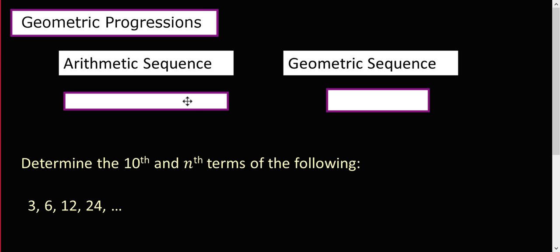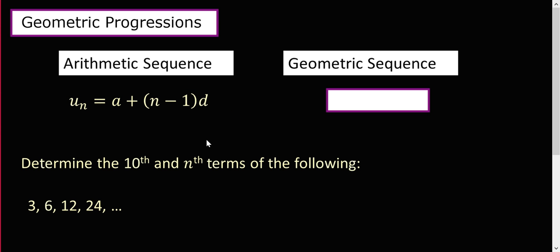So we know for our arithmetic sequence, the nth term is given by un equals a plus n minus 1 d. For our geometric sequence, as you can probably derive for yourselves, we're using un equals ar to the n minus 1. All right, and that hopefully makes perfect sense.